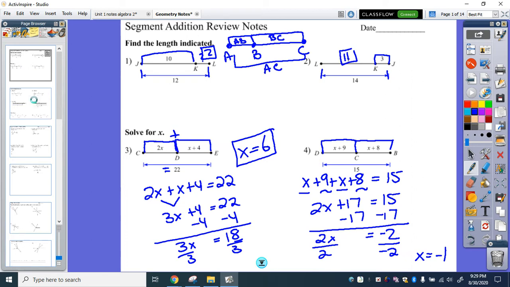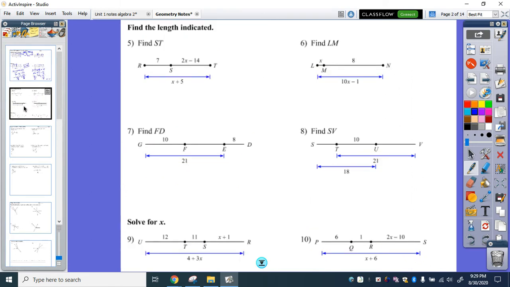Now, some of the problems we're going to run into are going to involve variables on both the top and the bottom. We can handle these problems the exact same. We're still adding the two smaller portions of the line and making it equal the portion on the bottom. So let's write an equation for this. 7 plus 2x minus 14 equals x plus 5.